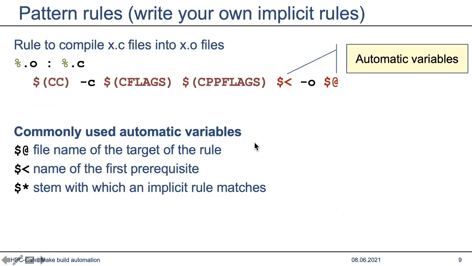Now comes the real power. You can write your own implicit rules. This is called pattern rules. So a pattern rule allows you to have a custom implicit rule. And this is usually what you want. And this gives you then the power to really automate everything in the makefile.